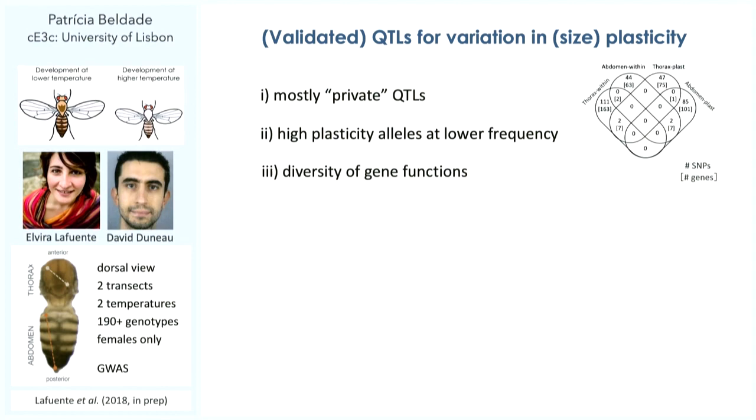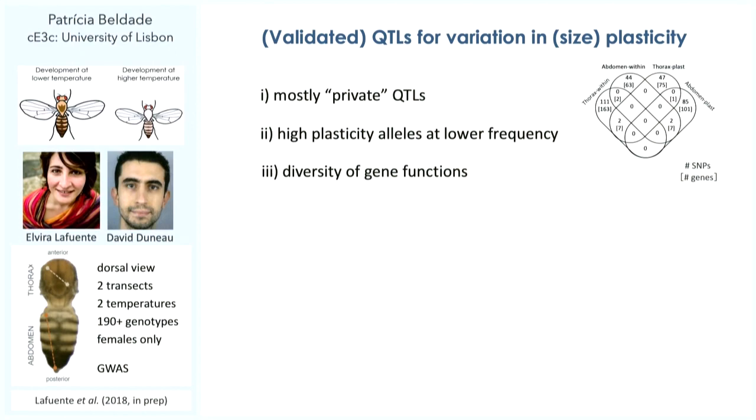One really interesting pattern is that most QTLs that we find, and remember, we did body size and body pigmentation in the thorax versus in the abdomen, most of the QTLs we find are private. They matter only for one trait. And they're even private if you consider, so what we see here, variation within temperature versus variation in plasticity. So the intersection of these Venn diagrams is a lot of nothing, right? There's very little shared. So it's unlike Panier, which seems to matter for color pattern development and then for color pattern plasticity.